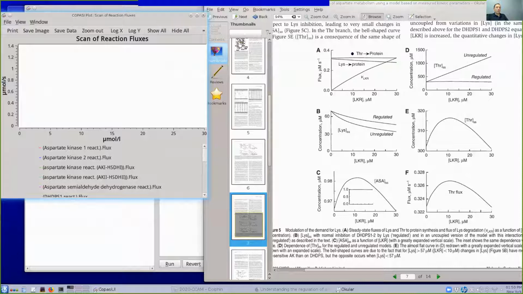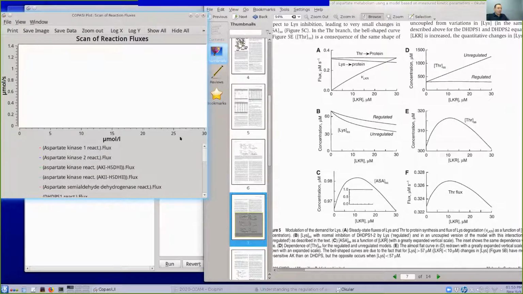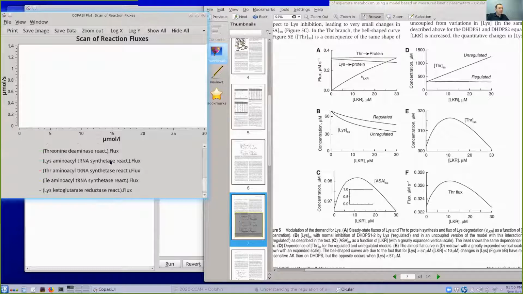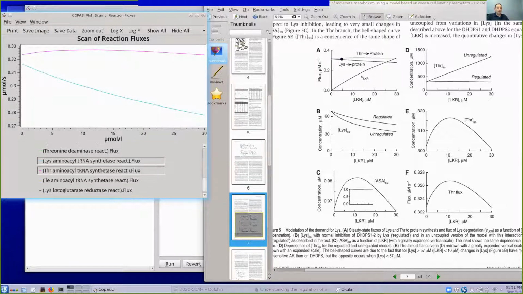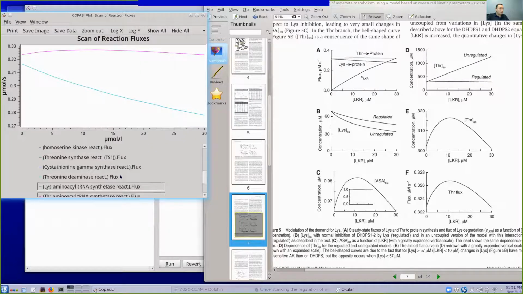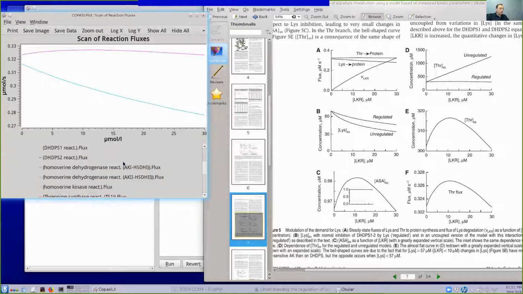And now I'm going to look for the particular fluxes that are shown here. I've studied this paper before, so I can go quickly. I can tell you which ones they are. They are the lysyl aminosyl tRNA synthase flux. That's the flux lysine to protein, that one. The threonine aminosyl tRNA synthase, the flux from threonine to protein. And then they have the VLKR, which is a different one that I forgot which one it was.